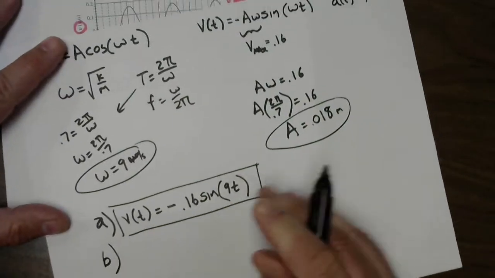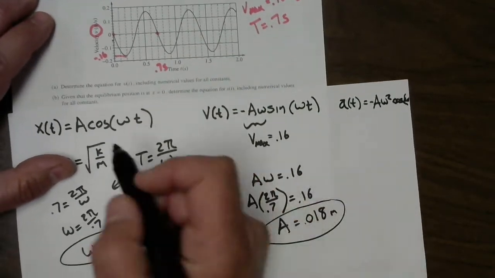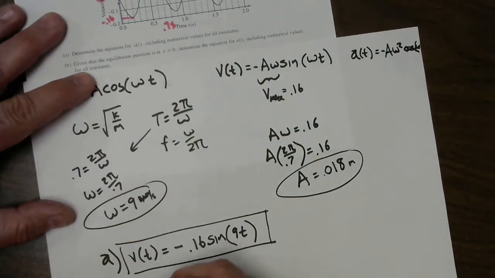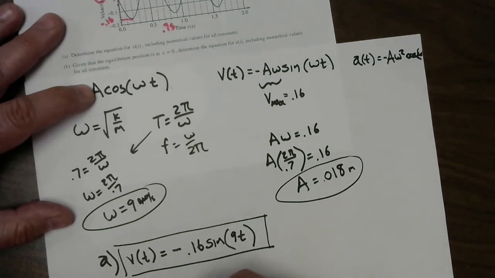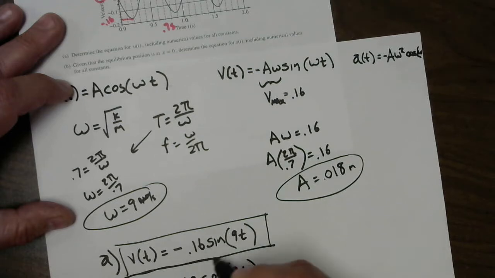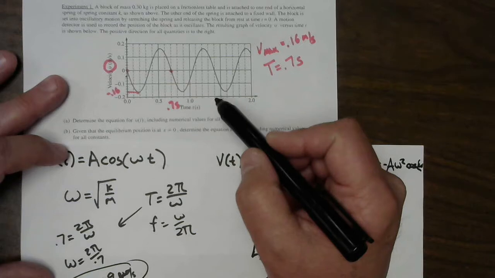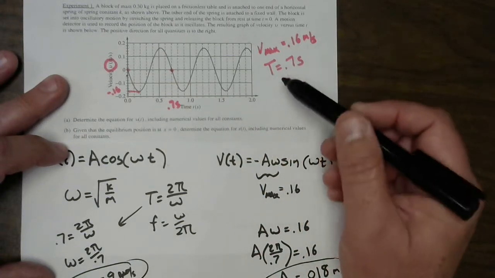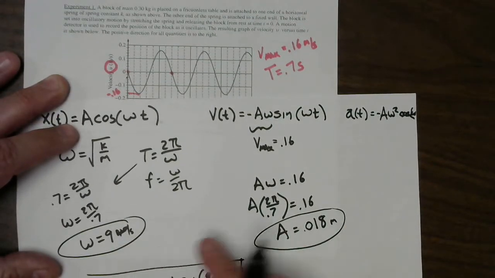Now we're going to move to part B. Well, part B, we're just ready to go ahead and write it down, because we have the form of the equation. So x as a function of t is going to be A, which we said was 0.018, times the cosine of omega t, which is 9 times t. And there we go, another one. So we really did all the hard work earlier by taking a look at this graph and getting stuff off of it that would allow us to calculate our two constants that go in the equation, these two things right here.